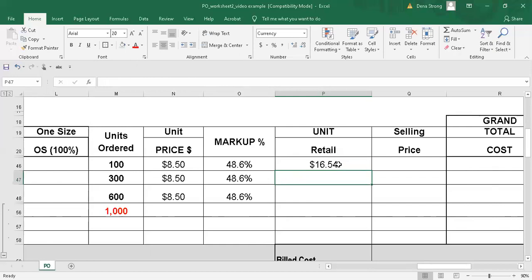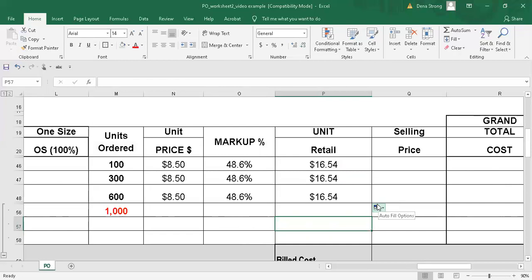So guys, our unit retail for the hoodie is going to be $16.54. So once again, let's pull down and populate because it's the same unit price for each hoodie and the same markup percent. So there's no need to redo the formula each time. All right, so let's look at this. The unit retail calculates to $16.54. But realistically, that is not a price that you probably would ever see in a store.